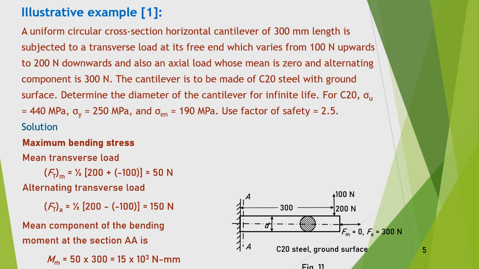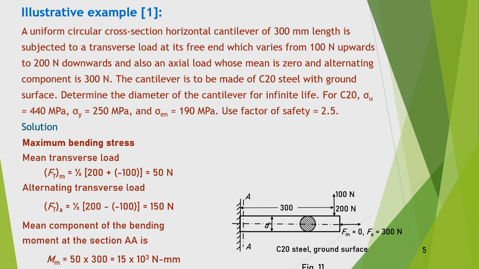For C20, the ultimate strength is given as 440 MPa. The yield strength is 250 MPa. The endurance strength is 190 MPa. A factor of safety of 2.5 is suggested.